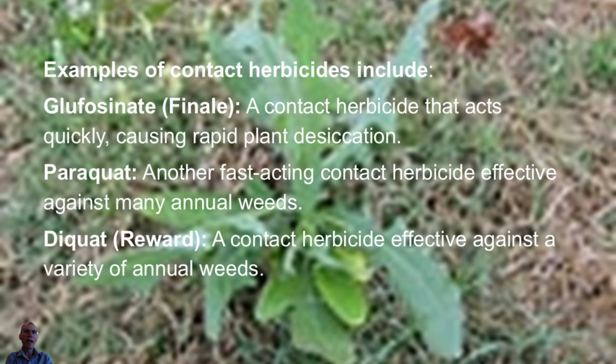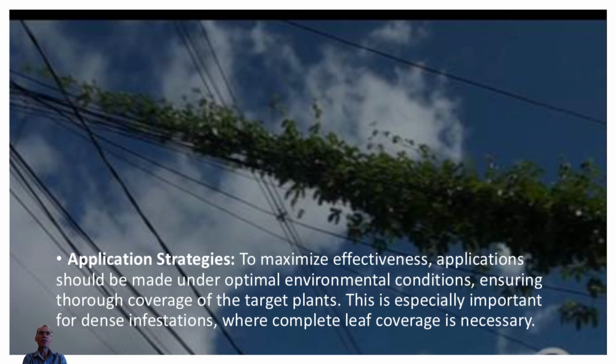Examples of contact herbicides include glufosinate, phenol, a contact herbicide that acts quickly, causing rapid plant desiccation; paraquat, another fast-acting contact herbicide effective against many annual weeds; diquat, Reward, a contact herbicide effective against a variety of annual weeds. Application strategies. To maximize effectiveness, applications should be made under optimal environmental conditions, ensuring thorough coverage of the target plants. This is especially important for dense infestations where complete leaf coverage is necessary.